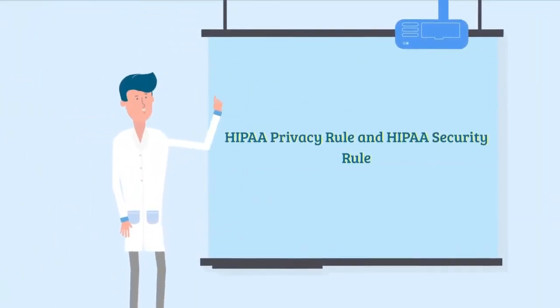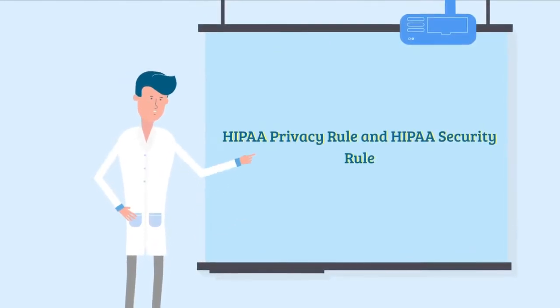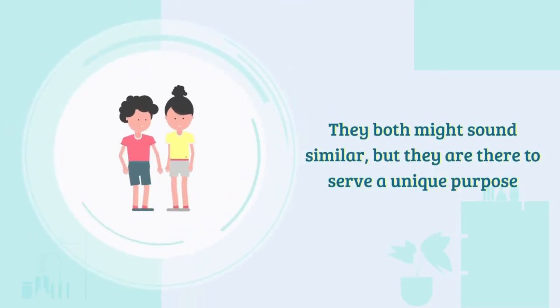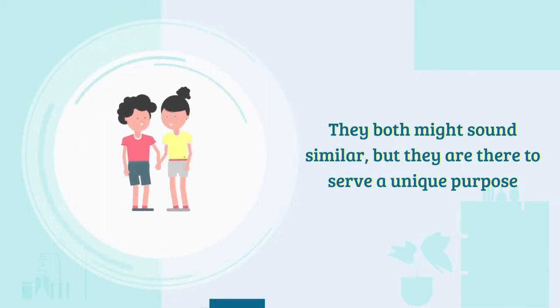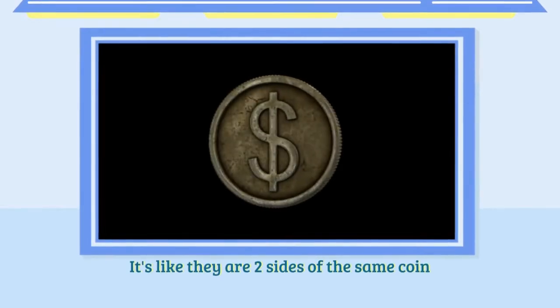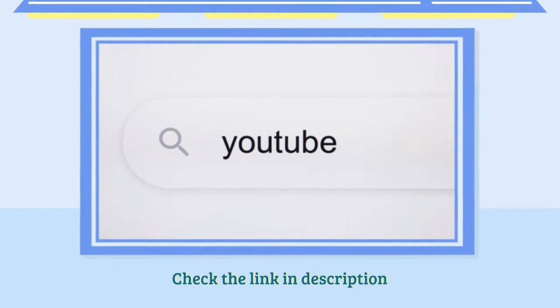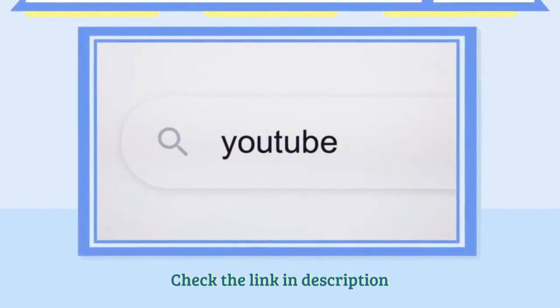Today we are going to talk about HIPAA privacy rule and HIPAA security rule. They both might sound similar, but they are there to serve a unique purpose. It's like they are two sides of the same coin. By the way, if you haven't gone through our HIPAA and PHI introduction video, the link is in the description.